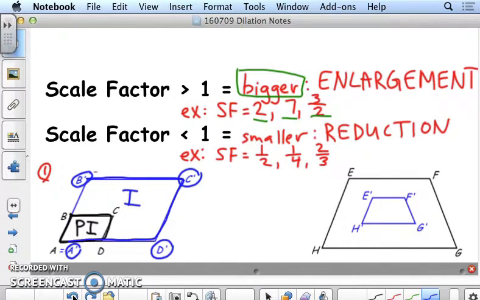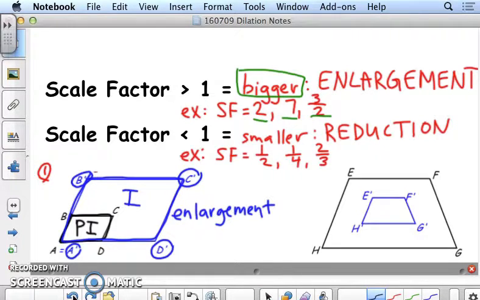I'm going to recognize that this will be an enlargement. I don't know the scale factor for this one because they don't give me any numbers, but I know for a fact that this will be an enlargement. I look at my second one. I need to identify which one is my pre-image, which one is my image.